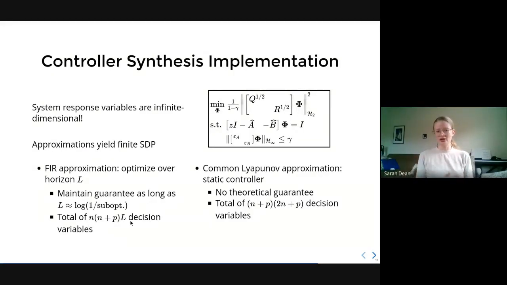And you end up with a controller that has a state space implementation of size L. So it's kind of bigger, it's not a nice static controller like you would get if it were the optimal controller. But you do get guarantees still. So it's sort of a nice approximation in that sense.